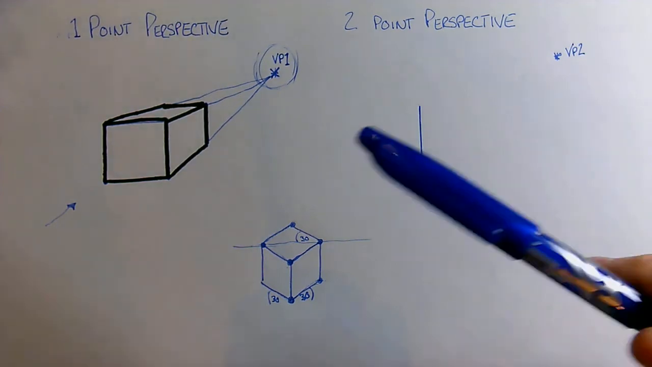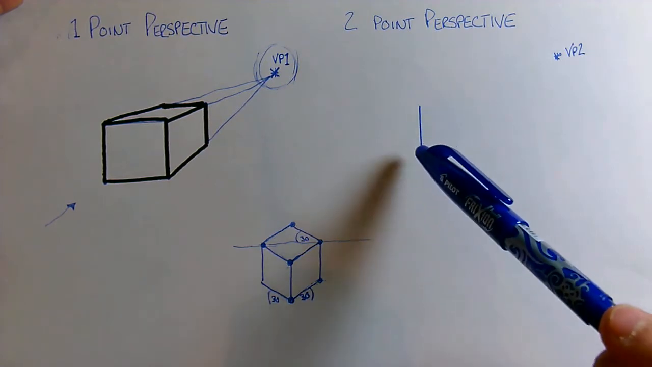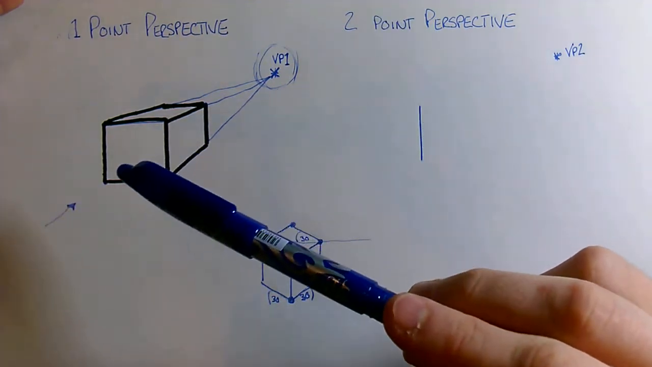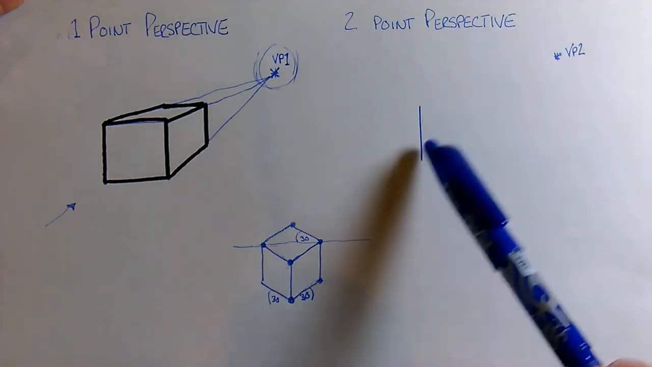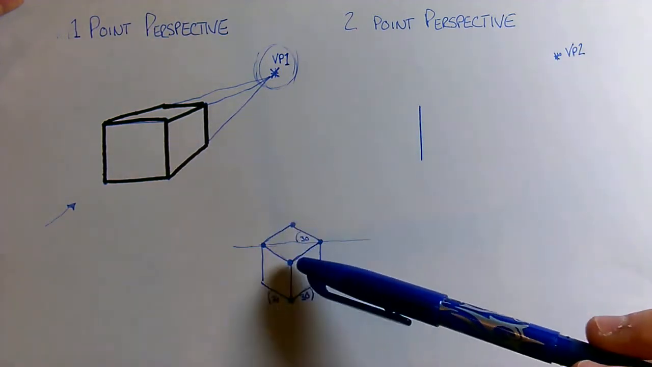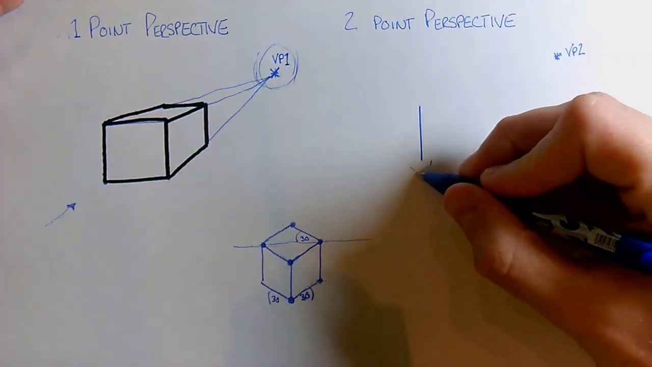Now, the reason why we only start off with an edge here is because our cube is going to go in two different directions back to two different vanishing points. If you imagine you're at a street corner right here.